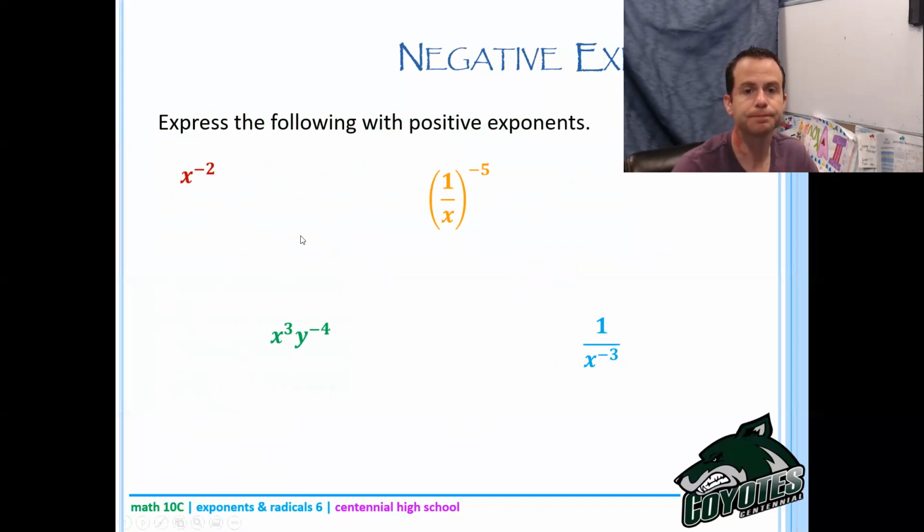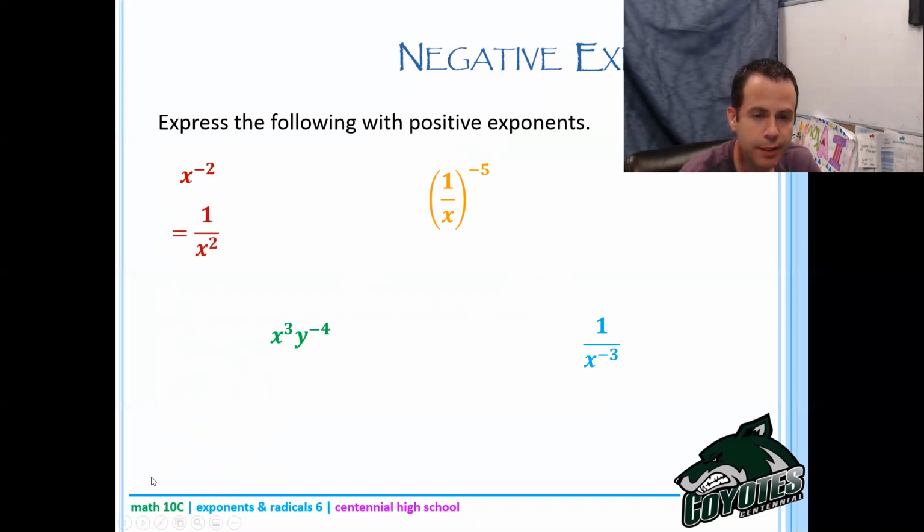So, express the following with positive exponents. So x to the negative 2 would be 1 over x to the positive 2, or 1 over x squared, okay? Let's go down here.